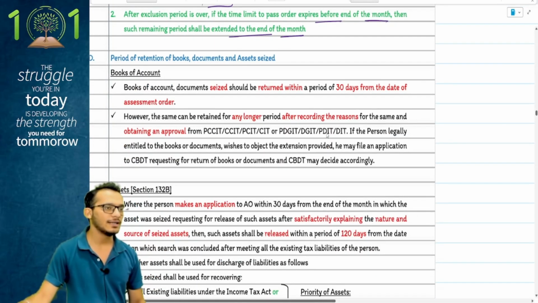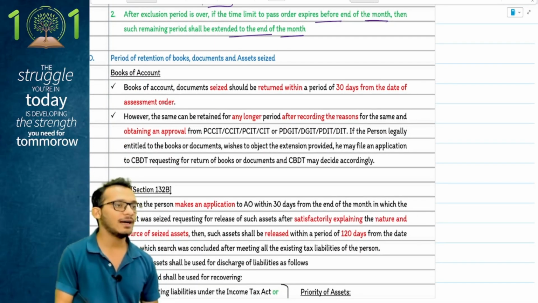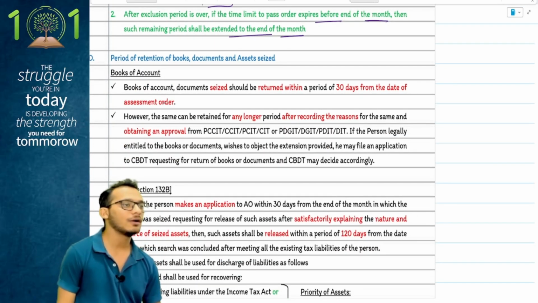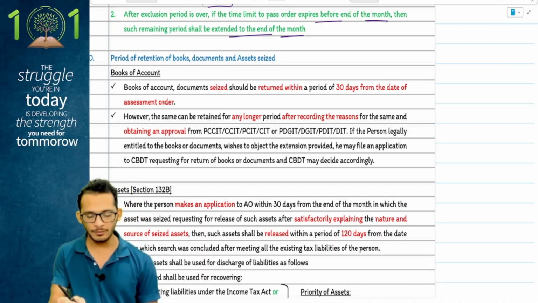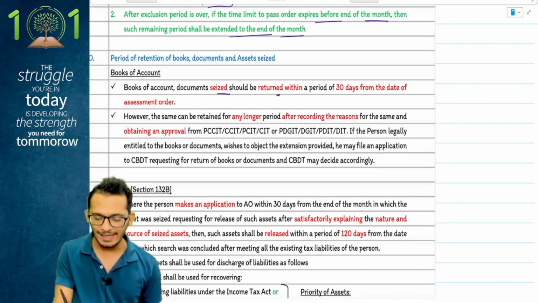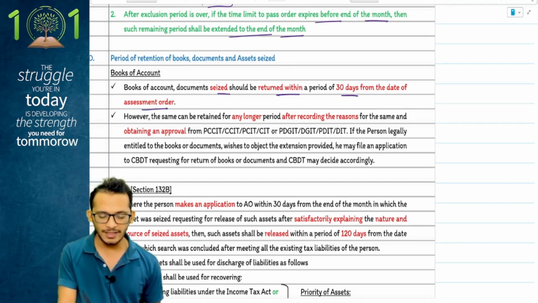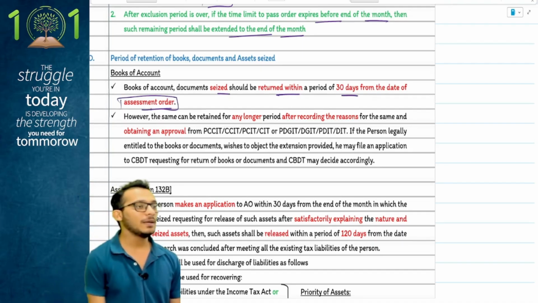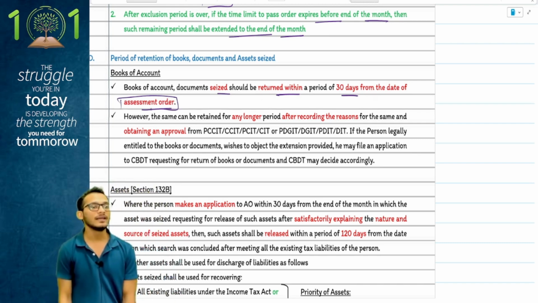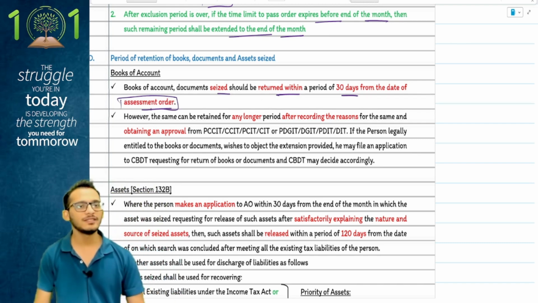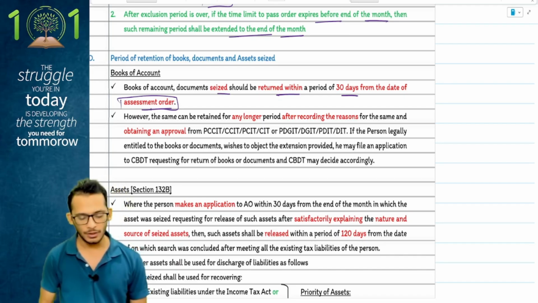Period of retention. Income tax says, Rahul, when an assessment is going on, how long can you keep the books? Books of accounts and documents seized should be returned within a period of 30 days from the date of assessment order. When I complete my assessment, within 30 days the books should go back to the assessee to start his normal business.